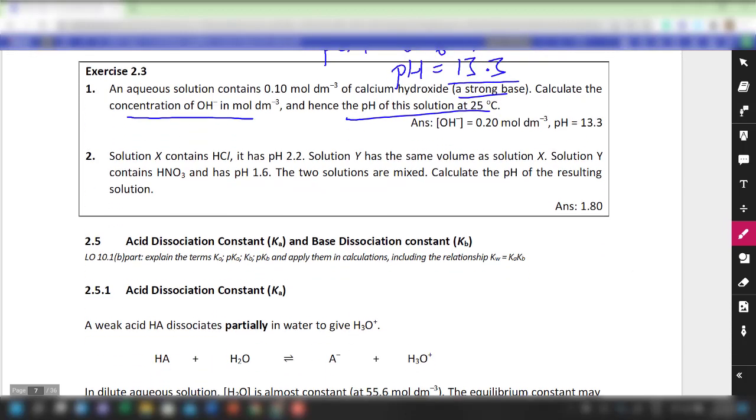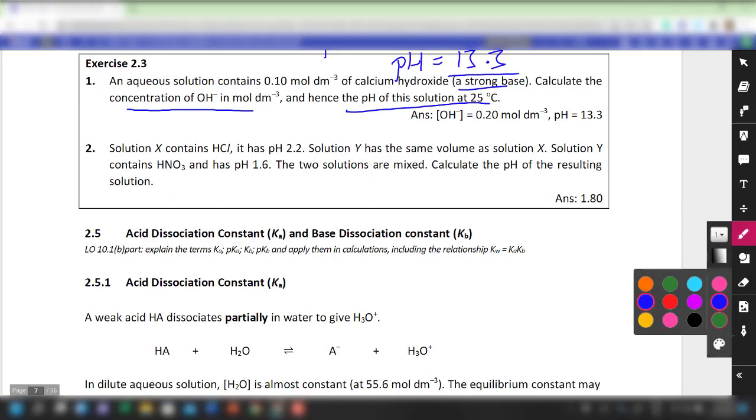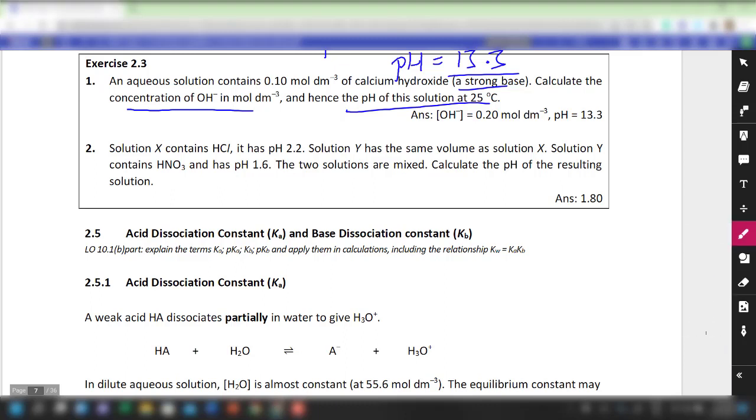Okay, next we look at question 2 of exercise 2.3. Over here we have solution X, which contains HCl, pH 2.2. I have another solution Y, same volume as X, but my Y contains nitric acid, pH 1.6. I mix the two solutions together, calculate the pH of the final mixture.